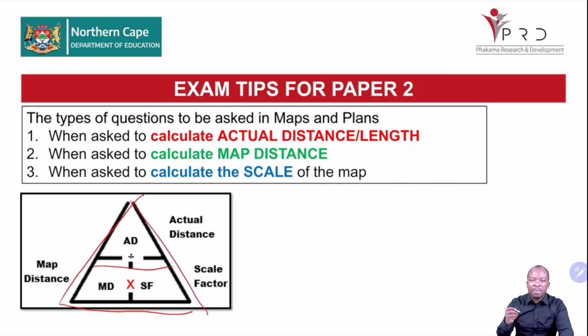If you have been watching my videos, you will see I keep on repeating it because it's very vital. Draw that diagram so that whichever one you are working on, you cover it. Whatever is exposed is how you calculate. So let's say we are looking for actual distance. It means we cover actual distance, then we are left with MD and SF. How do they relate? They multiply each other.